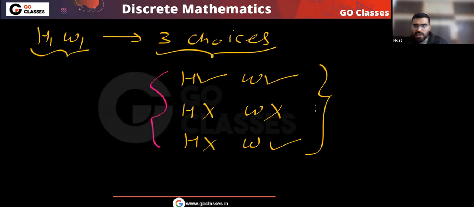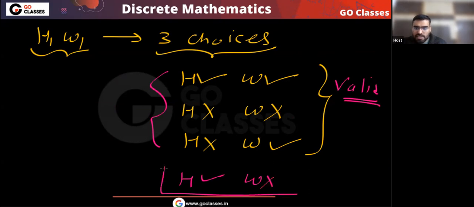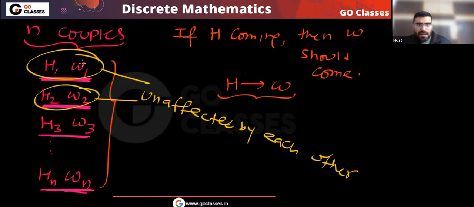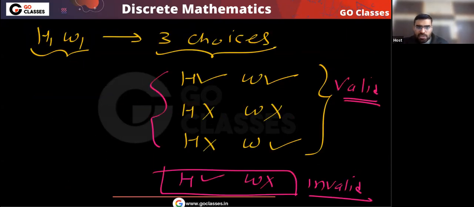Okay, these are the valid choices, I can say. These are valid. But this is not valid: the husband is coming, the wife is not coming. This choice is invalid. So every couple has 3 choices. Every couple has 3 choices.